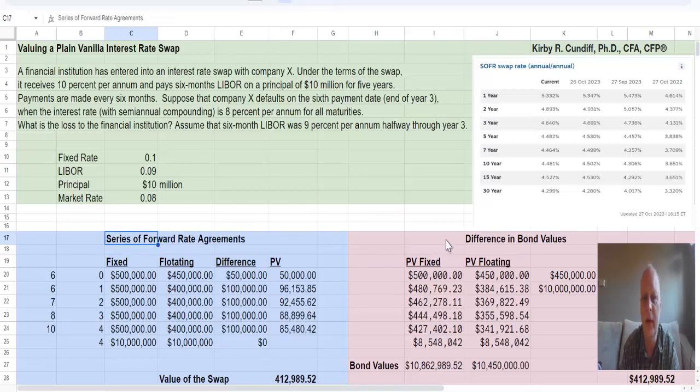The other way to value the swap is a difference in bond values. So if we do a difference in bond values, first we will figure out the value of the fixed rate side and then the value of the floating rate side, and subtract one from the other. So the value of the fixed rate bond is just going to be the discounted sum of each of the payments. And what are the payments for the fixed rate bond? Well, we would look at it as a bunch of $500,000 followed by a $10 million payment.